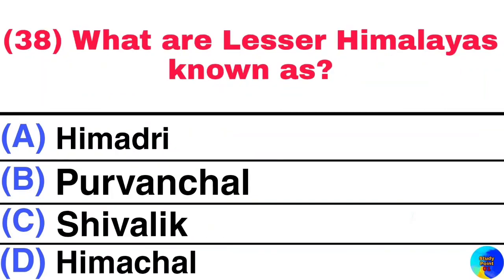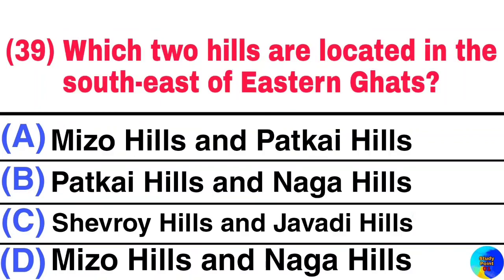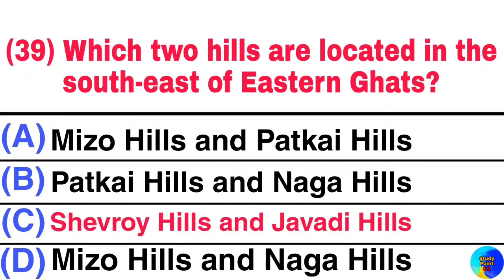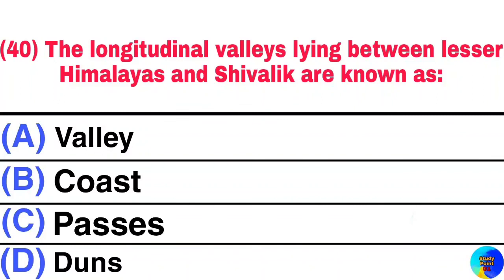Question number 38. What are Lesser Himalayas known as? A. Himadri, B. Purvanchal, C. Sivalik, D. Himachal. Answer. Himachal. Question number 39. Which two hills are located in the southeast of Eastern Ghats? A. Mizo Hills and Pitkai Hills. B. Pitkai Hills and Naga Hills. C. Shevroy Hills and Javadi Hills. D. Mizo Hills and Naga Hills. Answer. Shevroy Hills and Javadi Hills. Question number 40. The longitudinal valleys lying between Lesser Himalayas and Sivalik are known as A. Valley, B. Coast, C. Passes, D. Duns. Answer. Duns.